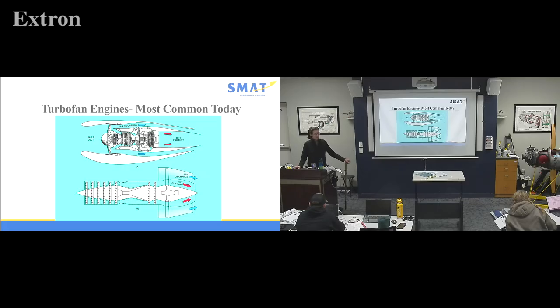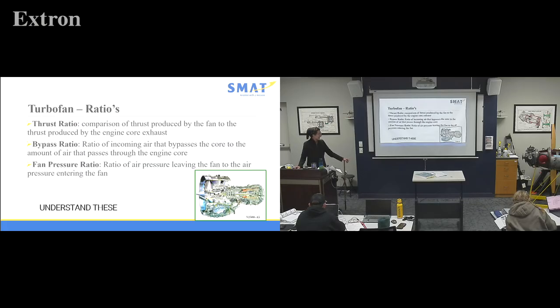So Neil, we're going to dive into definitions. On this slide, I have the definitions written out. On the next slide, I have a picture of a turbofan with all of these ratios shown on the picture. So if you like words, this slide is for you. If you're like me and like pictures, the next slide will go into more explanation.